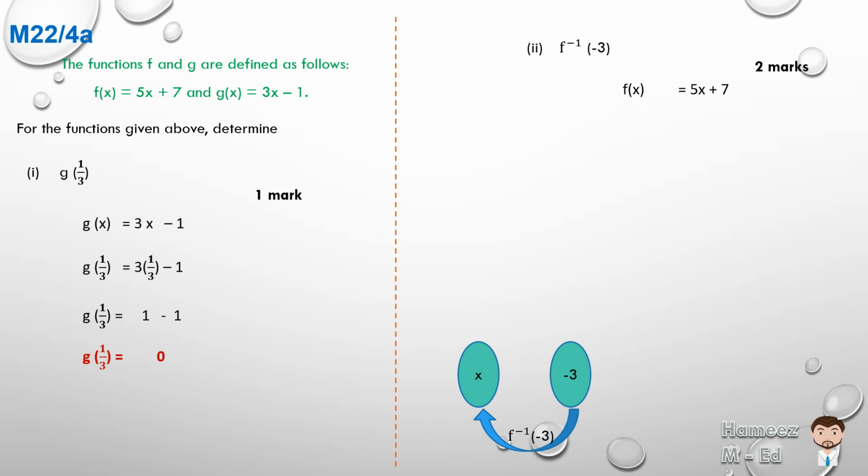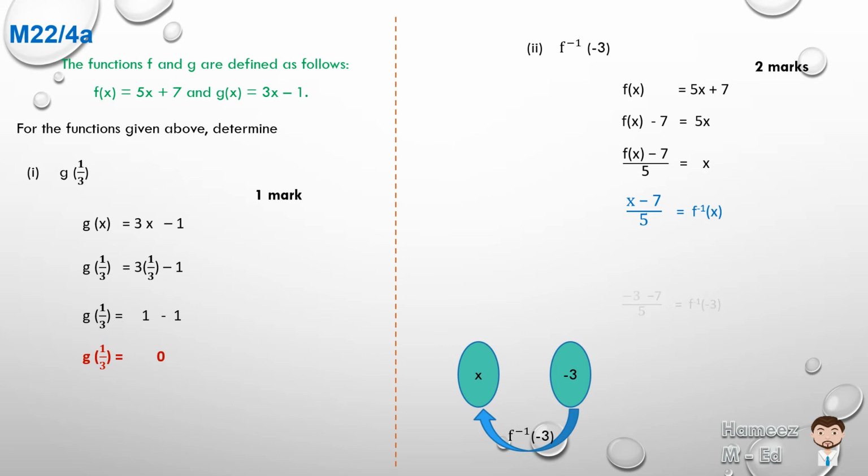So we could carry plus 7 across. So we're going to get f of x minus 7 is equal to 5x. So x is equal to f of x minus 7 all over 5. And we can now replace it. Replace the x by f inverse x. So we get f inverse x is equal to, replacing the f of x by x, x minus 7 all over 5. And what do we want to find? We want to find f inverse minus 3.